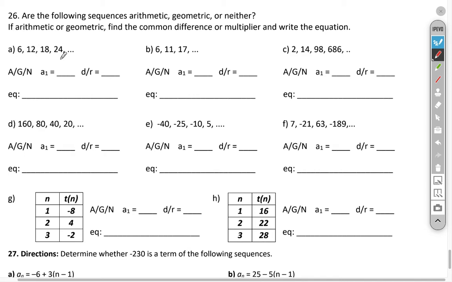My first gut instinct tells me this is going to be arithmetic, which means we subtract. 24 minus 18 gives me 6. 18 minus 12 gives me 6. And 12 minus 6 gives me 6. So that works. That means this is arithmetic.